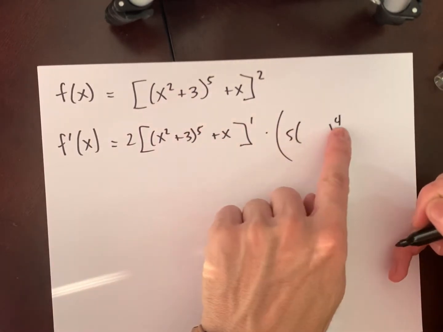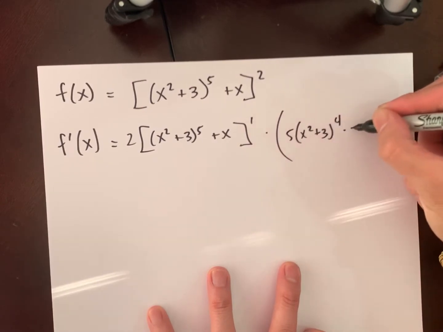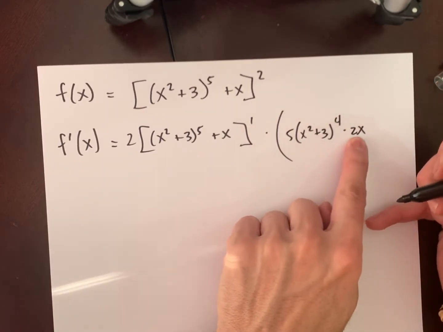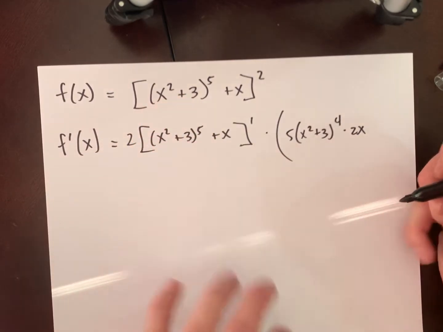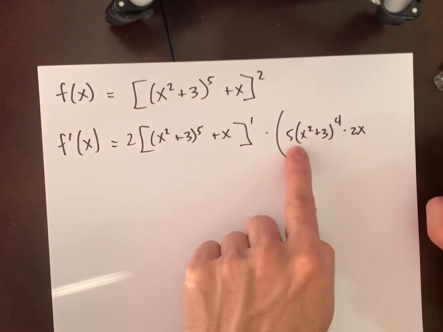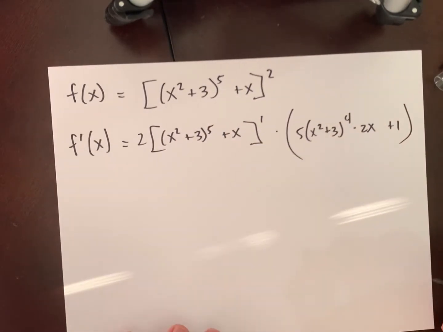The 5 becomes a 4. The inside stays. But then I multiply by 2x, because the 2x is the derivative of the inside. You see how it's so embedded? So that derivative is there, plus 1, close this.